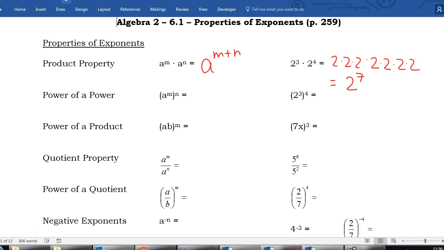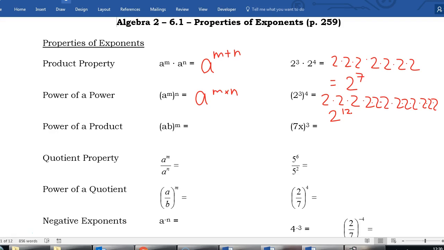Power of a power is a to the power of m, quantity to the power of n. The shortcut is that you would multiply your exponents together. And again, in expanded form, 2 to the third is 2 times 2 times 2, and that whole thing to the fourth means I have that group of 3 four times. So altogether, if I was to count those up, there are just 12 2's there. So shortcut, 2 to the 3 to the 4, we multiply 3 times 4 to get 12, the base stays the same.